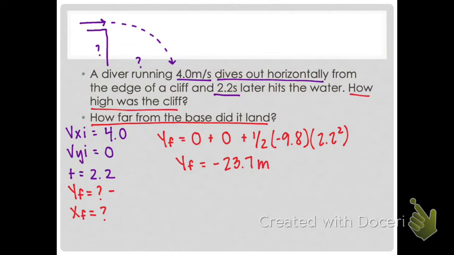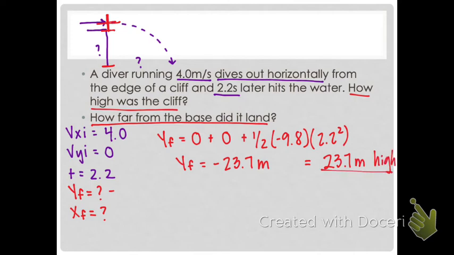Our Y final comes out negative here, which I would agree with, right? Because our object is going to land 23.7 meters below where it started. Would we agree with that? If here's our origin, our object is going to land 23.7 meters below where it started. But to answer the question, how high was the cliff? How should I answer that with a negative, or should I just make it positive? I can just make it positive, right? So to answer how high was my cliff, I'm going to say the cliff was 23.7 meters high, right?